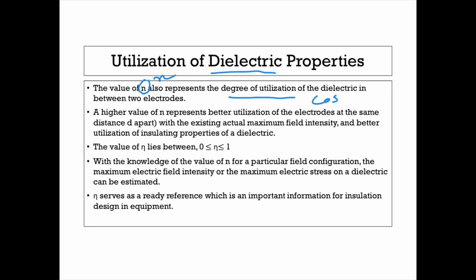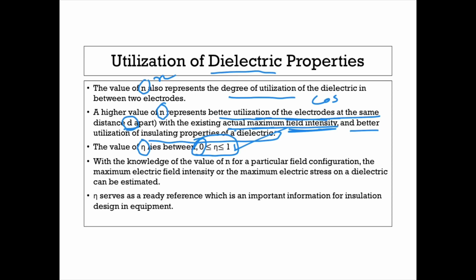A higher value of the Swagger factor eta indicates that the dielectric material is better utilized between the two electrodes, which are separated by a distance d. So a higher value of Swagger factor eta represents better utilization of the dielectric material having a thickness d, or the distance between two electrodes being d, for a given actual maximum field intensity, and better utilization of insulating properties of the dielectric. The value eta always lies between two numbers: the degree of uniformity can be as high as 1, indicating a uniform electric field between the electrodes, and it can be as low as 0, indicating that the electric field is highly non-uniform.